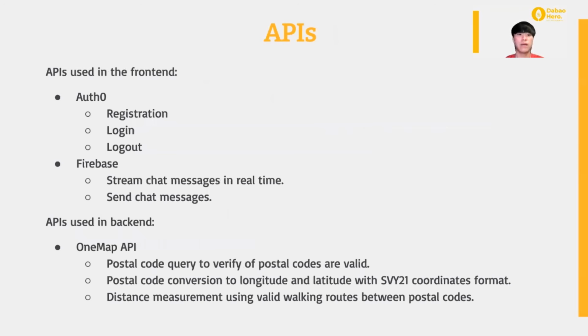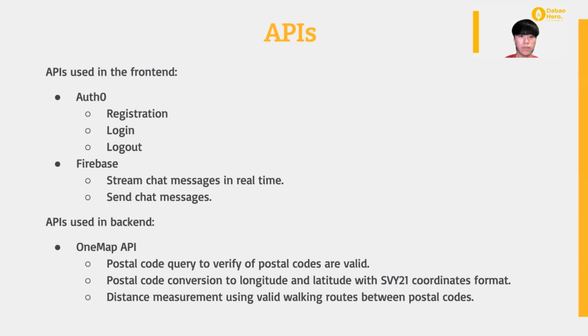In terms of third-party APIs, we split them into two categories, one for the front end and one for the back end. The ones that the front end directly calls are the Auth0 authentication service, which is to register the user, log in the user, and log out the user. The other API we are using is the Firebase API, which is mainly to stream chat messages in real time, as well as to send chat messages.